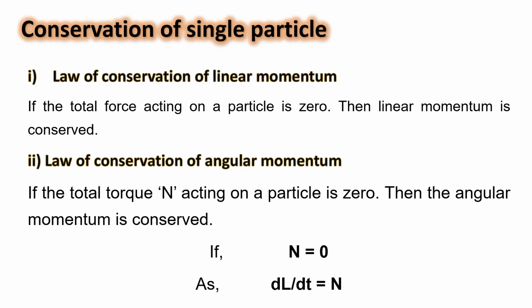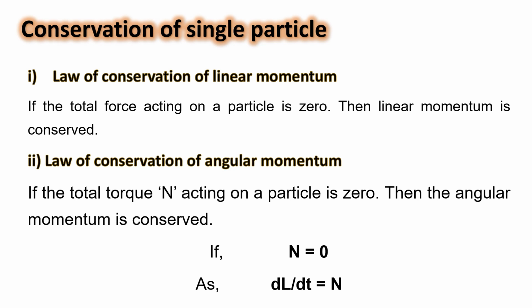Conservation for a single particle. For this we have to discuss the law of conservation of linear momentum for a single particle. If the total force acting on a particle is 0, then the linear momentum is conserved. As classical mechanics deals with macro particles, a single particle and a system of particles is considered as one system. So when the total force acting on a particle is 0, then the linear momentum will be conserved, as discussed previously, F is equal to dp/dt.